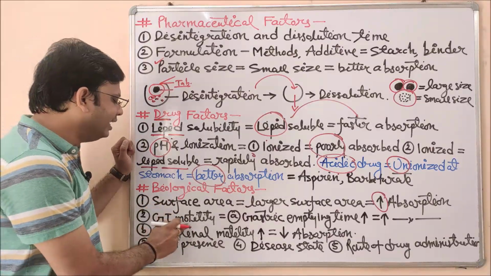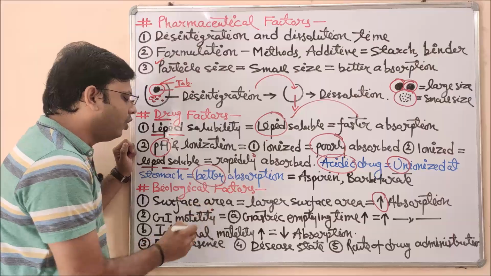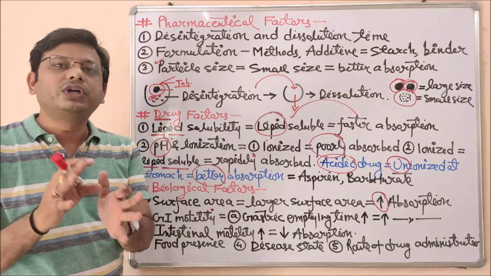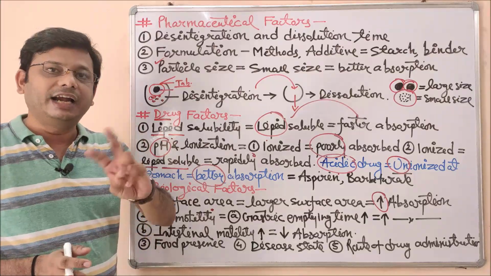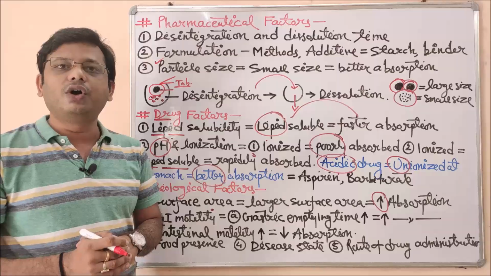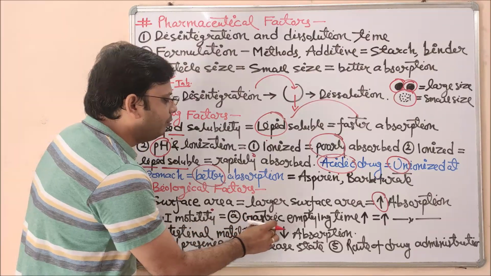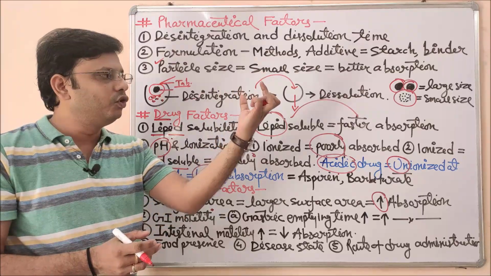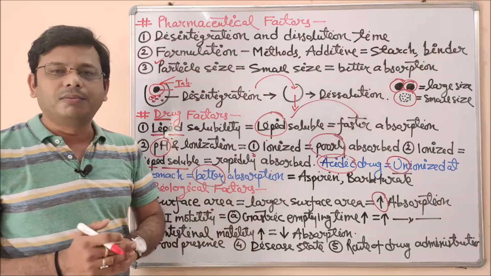Now the second point is GI motility. This is important but a little bit confusing. GI motility means motility of the gastrointestinal tract. That may be of two types. The first one is gastric emptying time. What is the meaning of gastric emptying time? It is the time at which gastric content gets emptied. That means the movement of food particles from the stomach towards the small intestine.